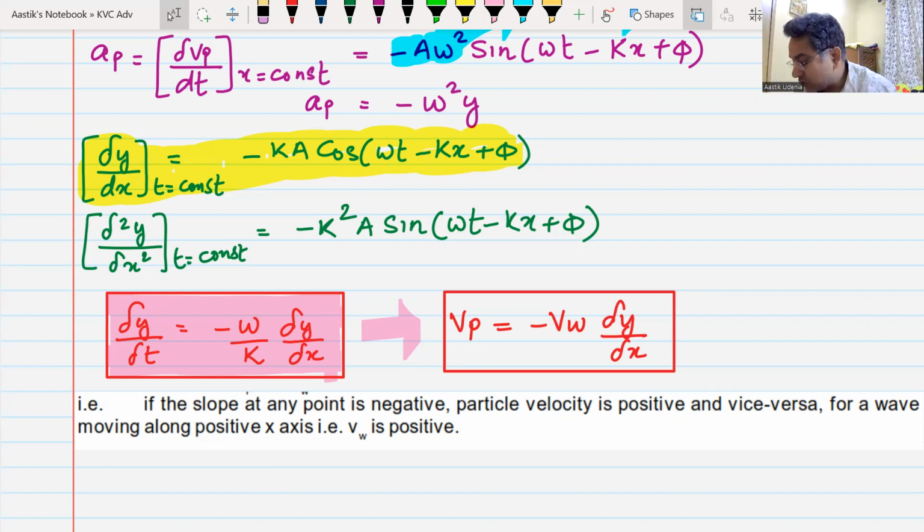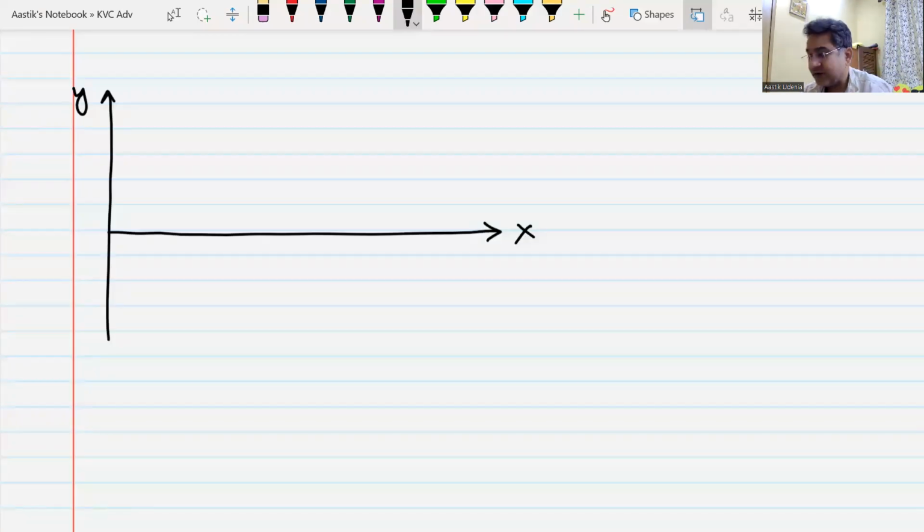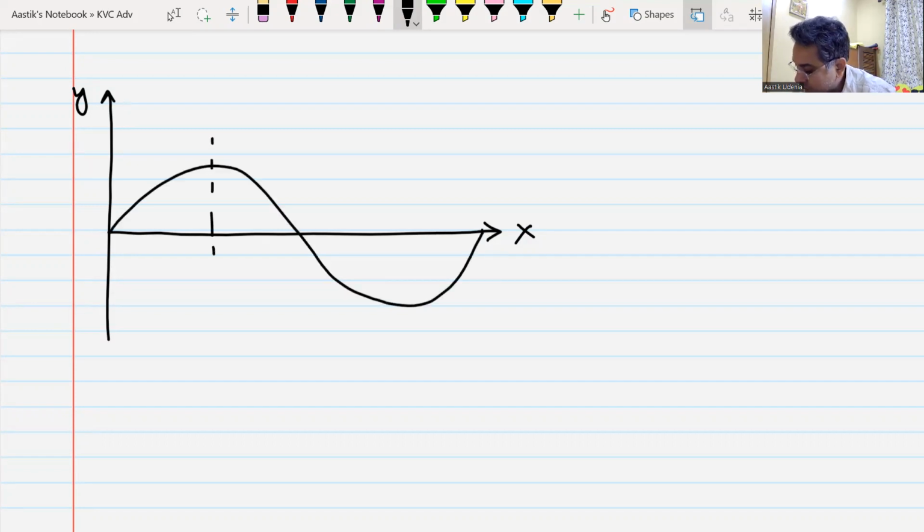So what I'm going to draw is a graph of y versus x. Now I can only draw this graph of y versus x at some constant time. So what is this graph going to give me? What will this graph give me?